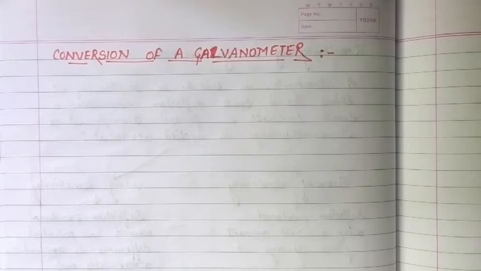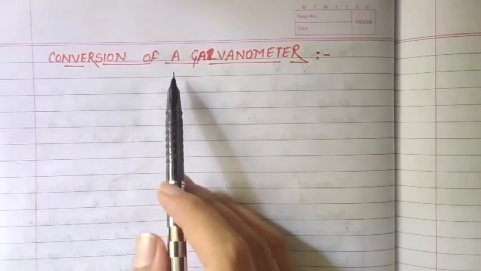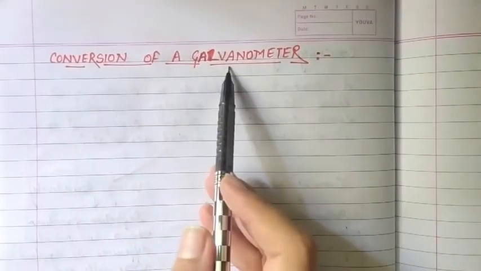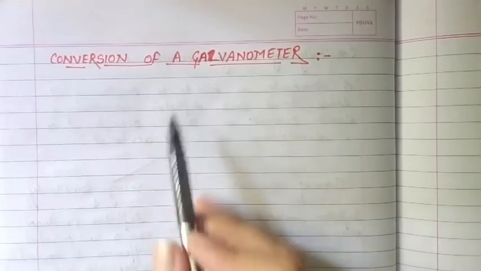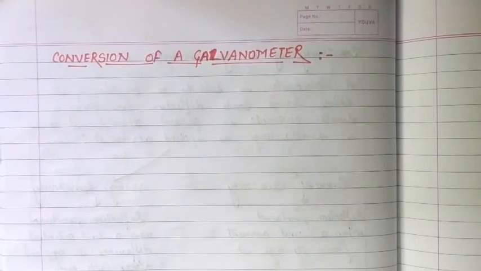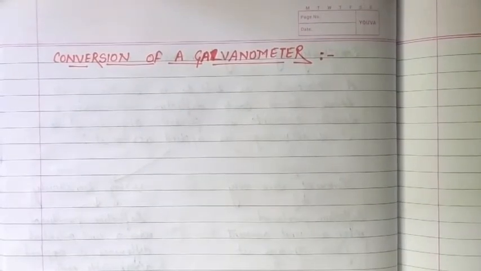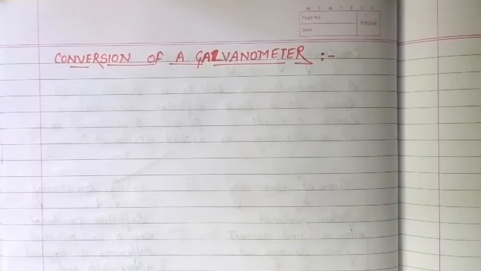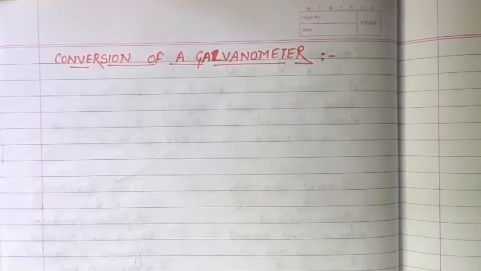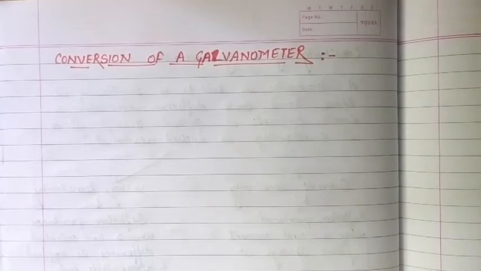Hello students, today in this video we are going to study about conversion of a galvanometer. As we have studied previously, a galvanometer is a basic instrument for electrical measurements. It is a sensitive current detector that we can use to detect a current, because the coil present in the galvanometer deflects proportionally to the current flowing through it, and in that way it can detect the current flowing in the circuit.